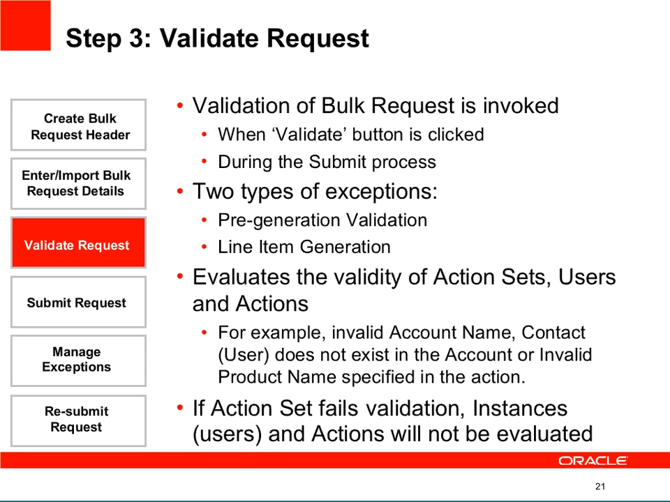Pre-generation validates for any exceptions before the order line items are created. It also captures any exceptions that would happen during line generation. It also evaluates the validity of action sets, users, and actions. For example, invalid account name, contact does not exist in the account, or invalid product name specified in the action.